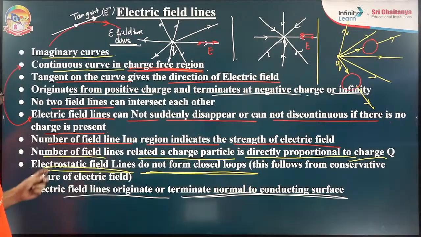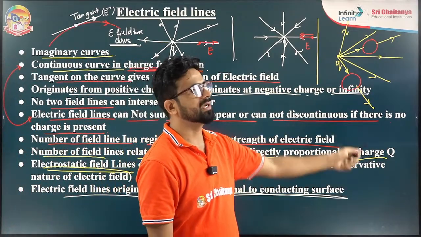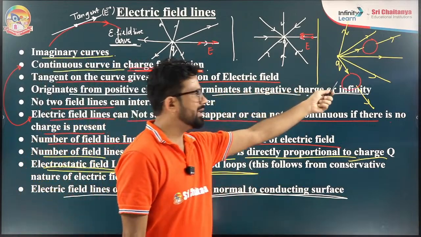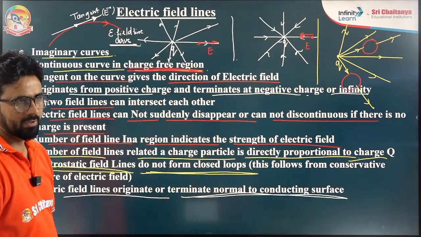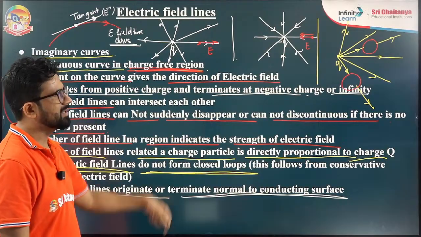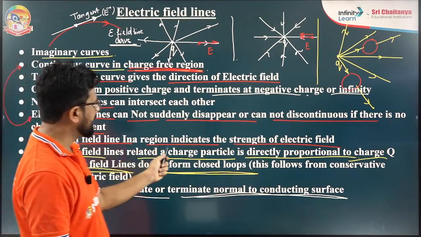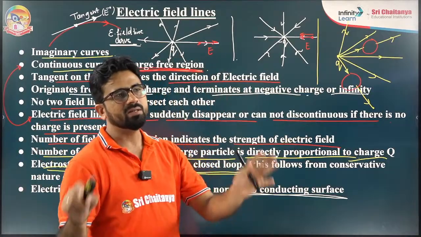Next, an electric field line cannot suddenly disappear or be discontinuous if there are no charges present. Just like I have explained here, this point and point number 2 are the same. Both statements are the same, that you can understand. Now, the number of field lines in a region indicates the strength of the electric field. So any region is there.